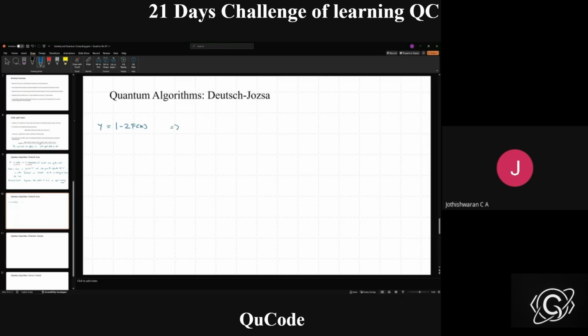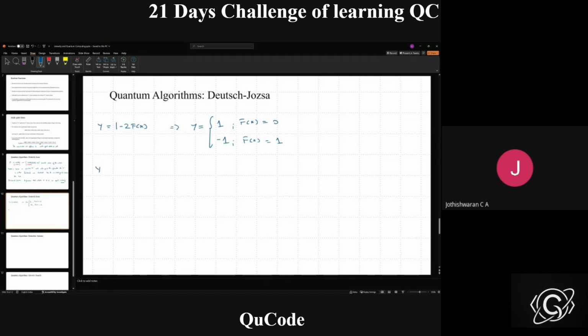So this implies y is equal to 1 if f of x is 0, and minus 1 if f of x is equal to 1. I hope you can see that, because 1 minus 2 times 0 is going to be 1, 1 minus 2 times 1 is going to be minus 1. So essentially, every time f of x is 0, I will have y equal to 1. Every time f of x is 1, I will have y equal to minus 1.